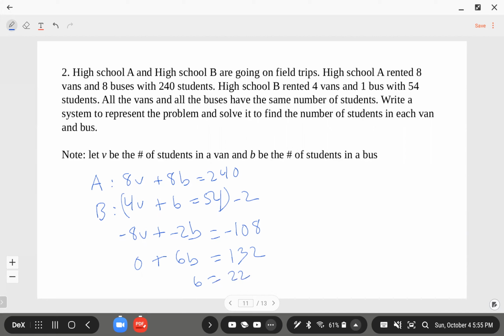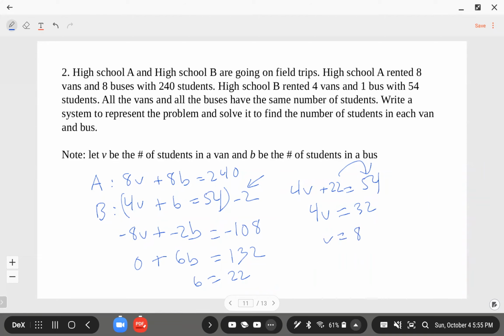Okay, so let's substitute that in. 4v, substitute it into equation b. 4v plus b equals 54. That's our second equation. So now we know what b is. Let's substitute 22 in for b. So 4v, let's move 22 to the other side. 4v equals 32. Okay, v equals 8.